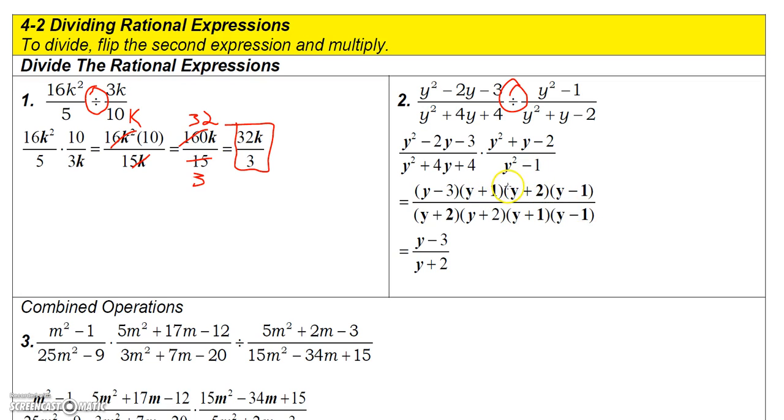So looking at the numerator, I can see that y plus 1 will cancel with y plus 1, and y plus 2 here will cancel with this y plus 2, and then this y minus 1 will cancel with this y minus 1. So all that leaves me with is a y minus 3 in the numerator and a y plus 2 in the denominator, so that's my answer.